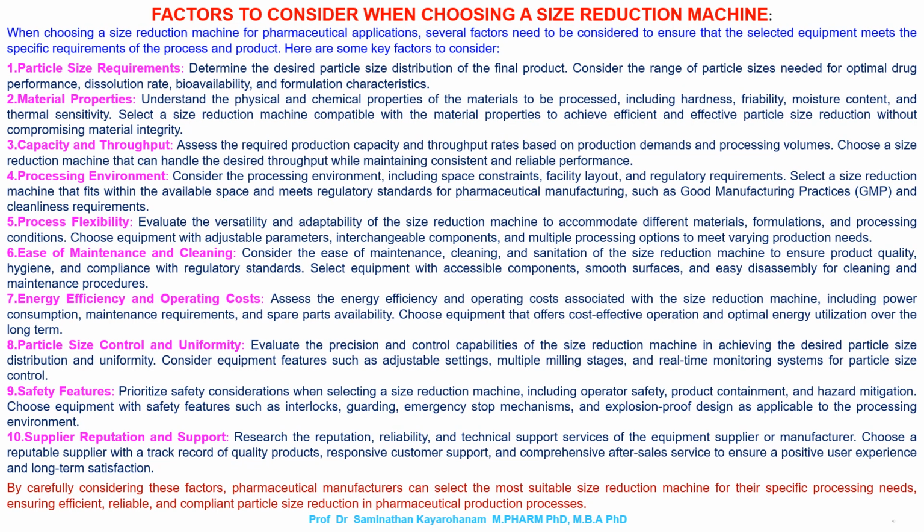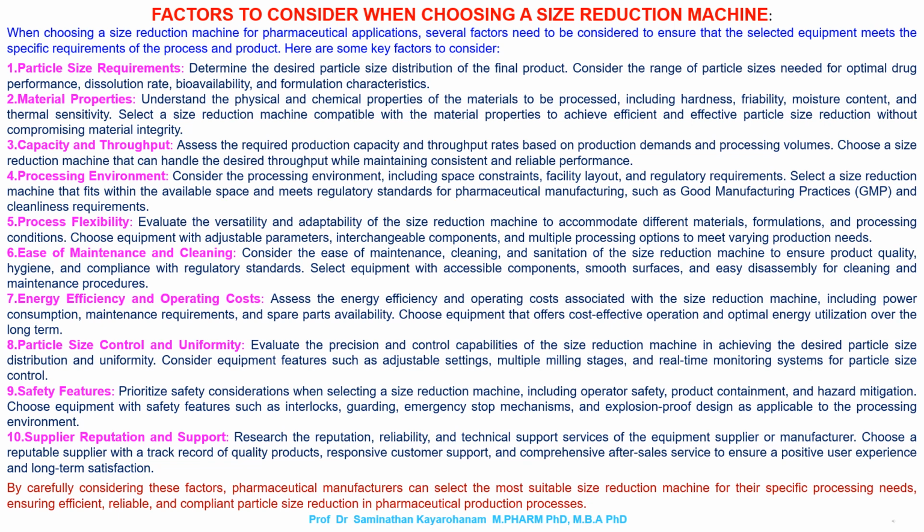Factors to consider when choosing a size reduction machine. When choosing a size reduction machine for pharmaceutical applications, several factors need to be considered to ensure that the selected equipment meets the specific requirements of the process and product. Here are some key factors to consider. Particle size requirements. Determine the desired particle size distribution of the final product. Consider the range of particle sizes needed for optimal drug performance, dissolution rate, bioavailability, and formulation characteristics.